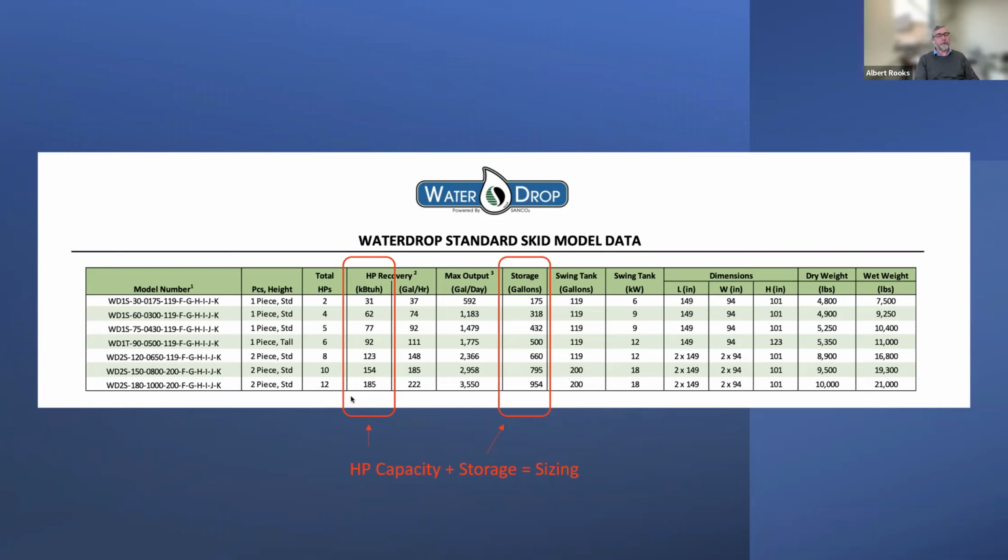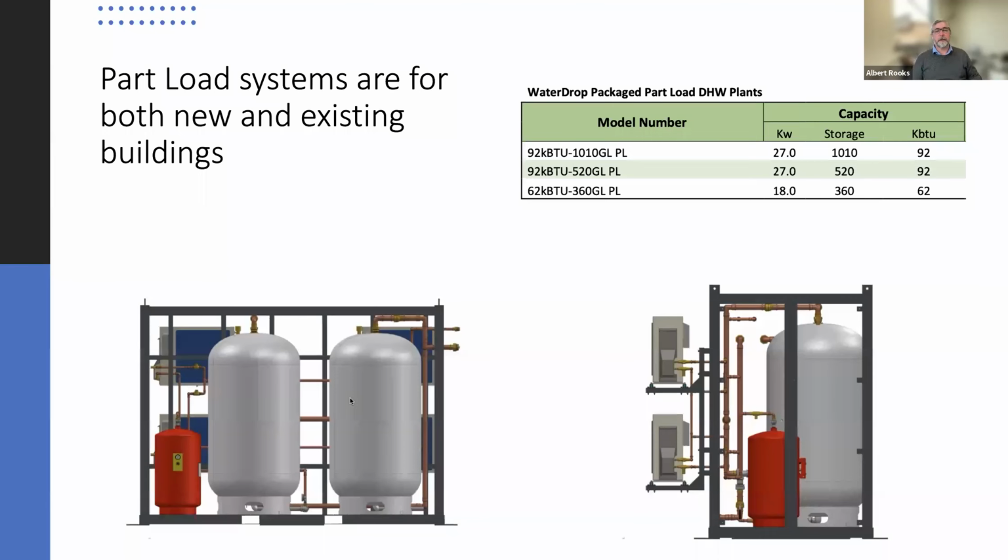You can only make skids so big, right? So you're going to pick your recovery based on the eco-sizer outputs. You'll match it up with the storage, and hopefully there'll be something there.